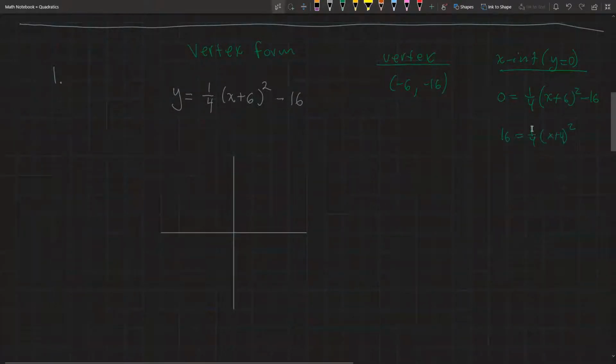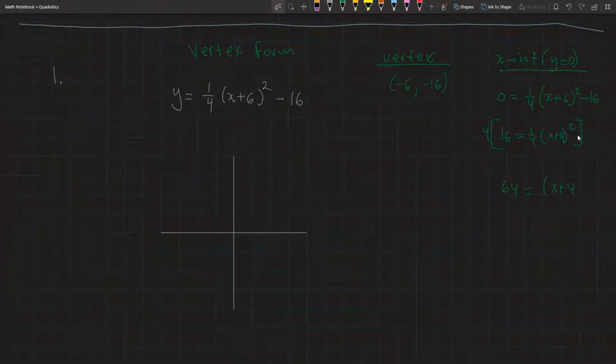We want to turn it into 1 times something squared, not 1/4. So remember that 1 over 4 means dividing by 4. How do we undo that? I'll show a little bit more work here. Let's multiply both sides by 4. So on the left side, 4 times 16 is 64, and 4 times 1/4 is 1. That's why we chose that factor of 4.